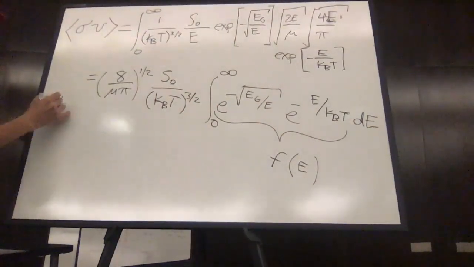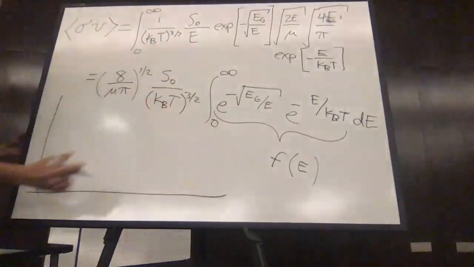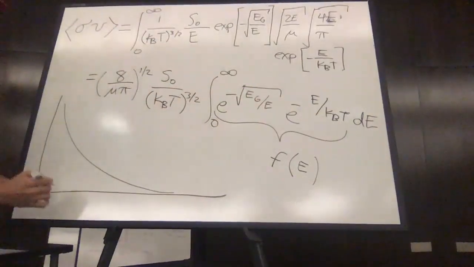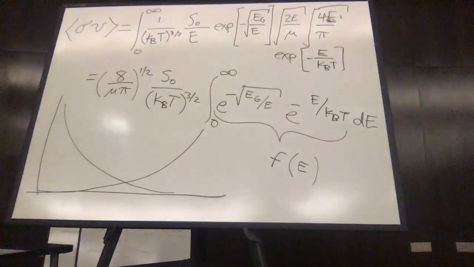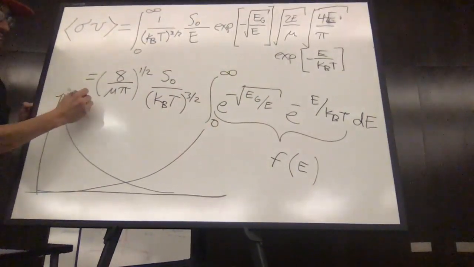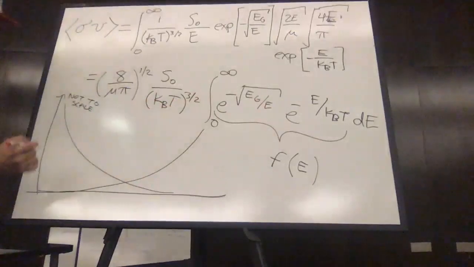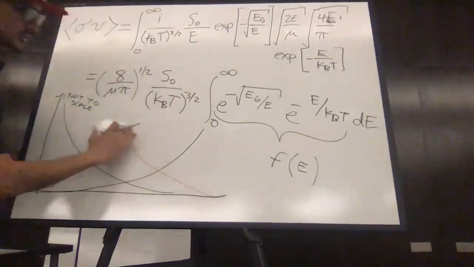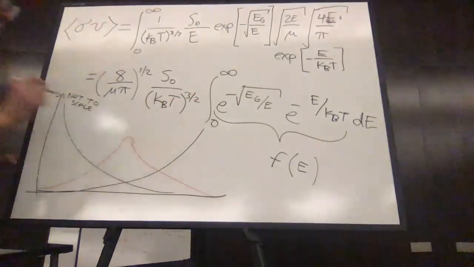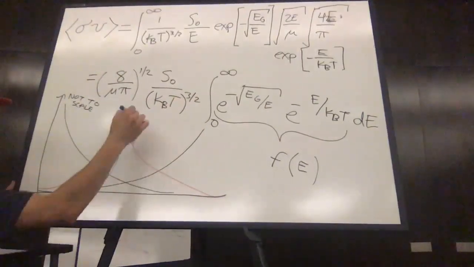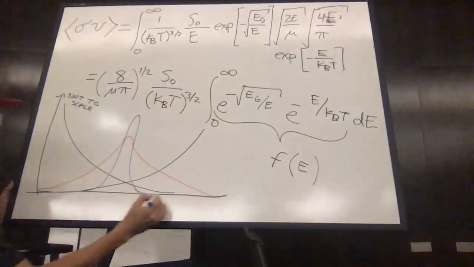So if we plot it, the first factor goes just like that, and this one goes like this, not to scale. This is what I mentioned last time before we left. So if you multiply them, I'm going to get something that looks like that. Actually, it's going to be more narrow. So it's going to look like a Gaussian, and it's going to be very close to zero everywhere else.